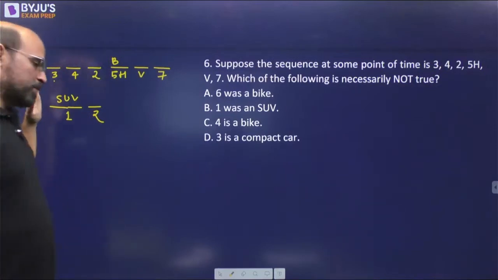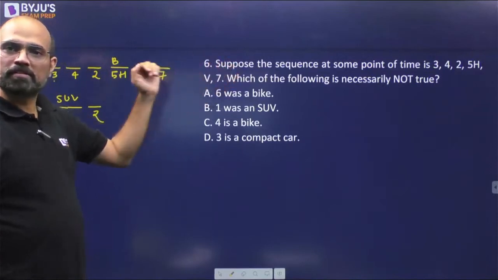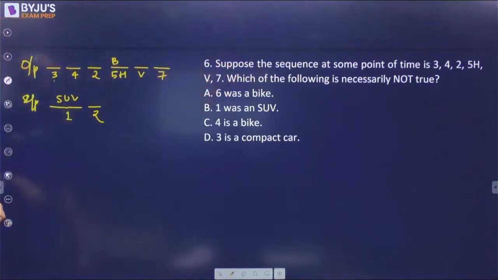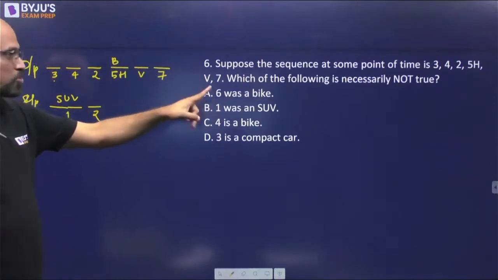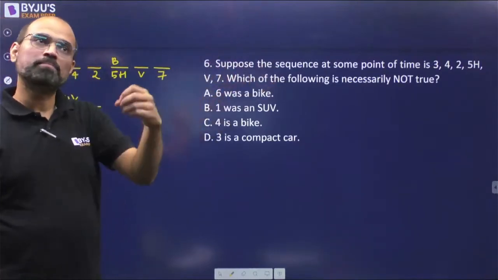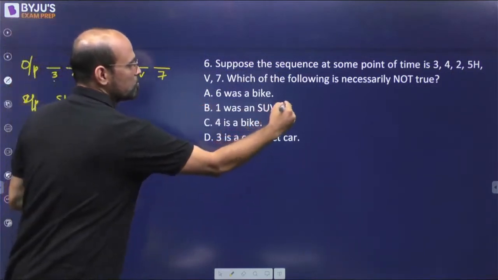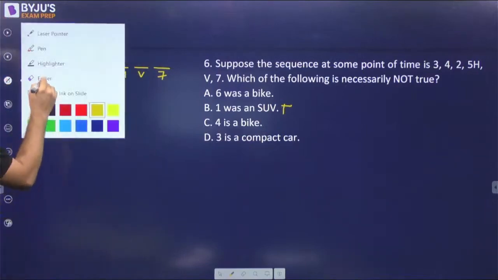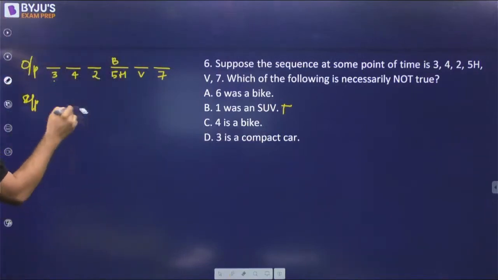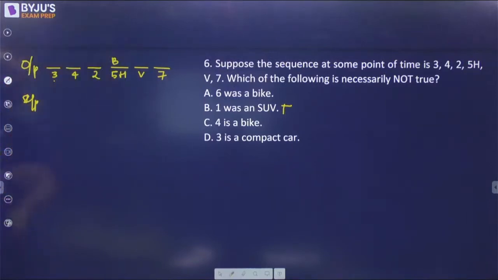Remember, the token numbers are assigned and they go and park their vehicles in sequence. Right? So 1 was an SUV, this is true. The question asked is what is necessarily not true, meaning it could be both true and false. But I'm saying that 1 was an SUV, this is true. Okay? Let's erase this one now. Let's look at the next hint here. 4 is a bike.